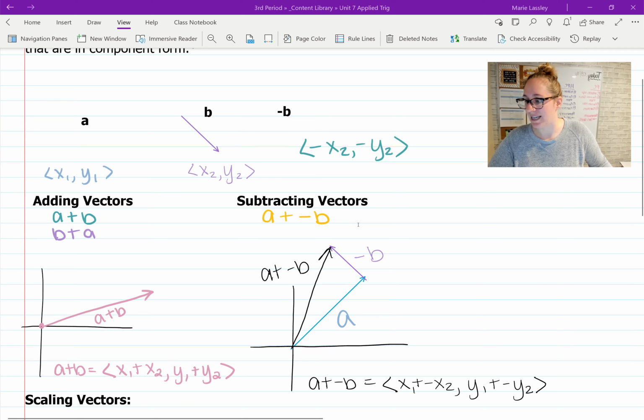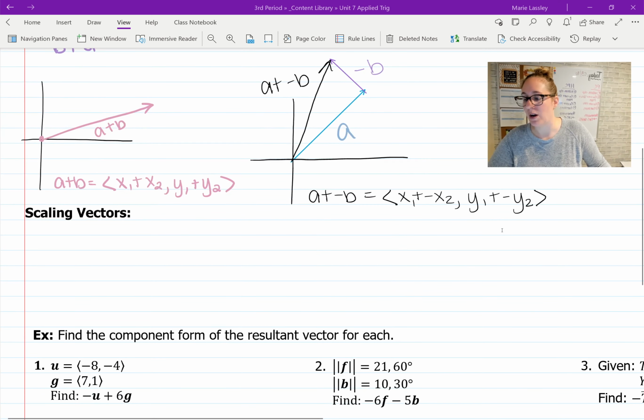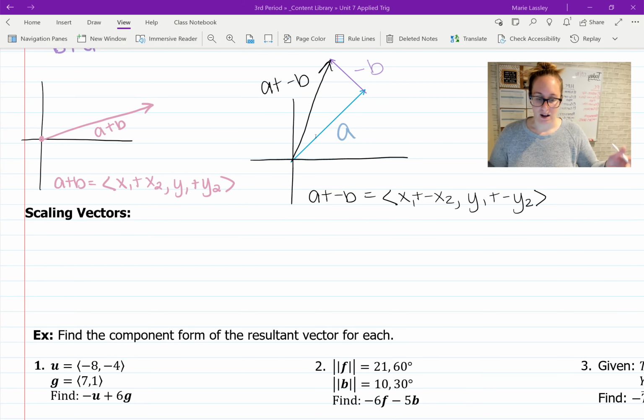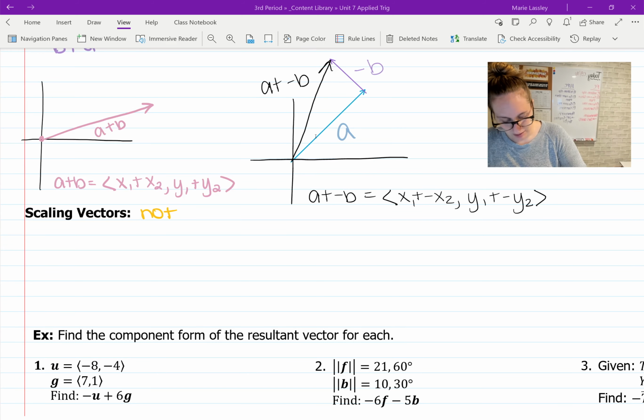Last but not least is scaling. So this is when you take a vector and you multiply it by a number. Remember, we're not multiplying vectors. This is just scaling. So we're either doubling or tripling a vector. So remember, not multiplying two vectors.